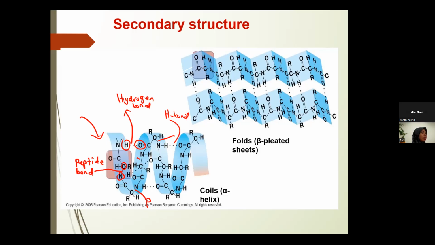Right. Similar goes for the beta pleated sheet structure. You can see bentuk dia macam gitu. Alright. And where is the hydrogen bond? The hydrogen bond is here. Okay. Between O and H of two different amino acids. Dia macam atas satu, bawah satu. O tarik. So, dia terjadi V. So, sebab dia kena tarik ke bawah. Macam itulah. Okay.